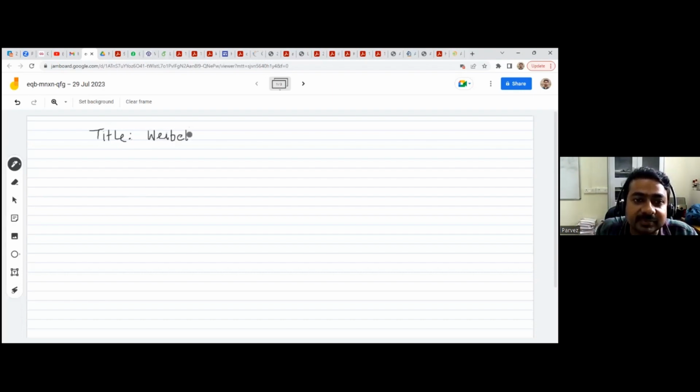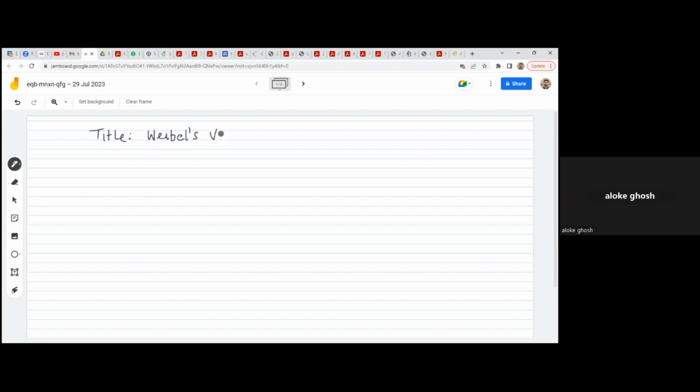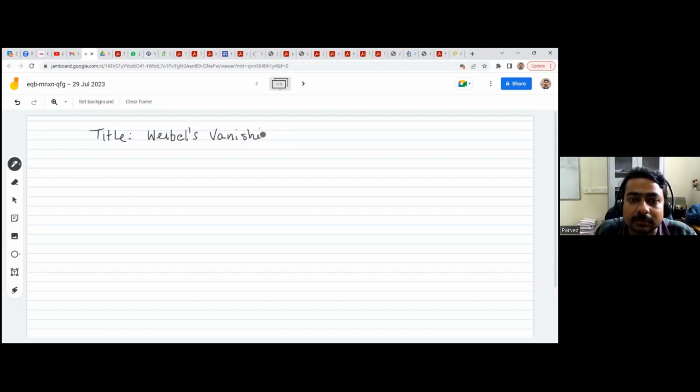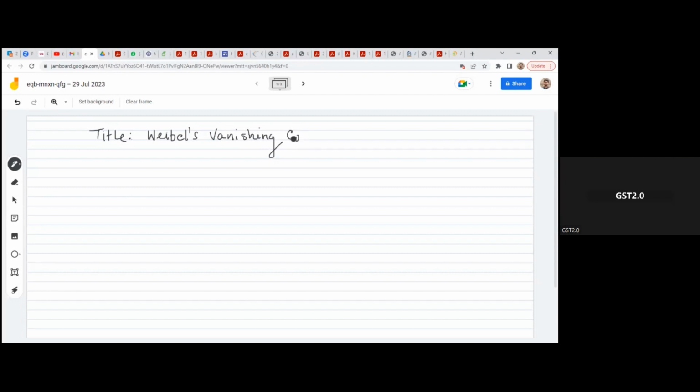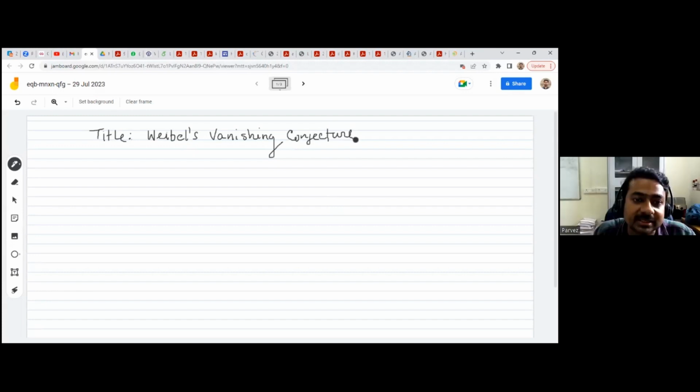Weibel's vanishing conjecture and Weibel's homotopy K-theory, which is usually denoted by KH.